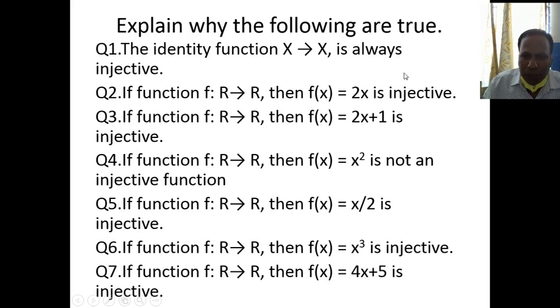Now please try to explain the following. Explain why the following are true. The identity function is always injective. The function f from R to R such that f(x) is equal to 2x is always injective. So some of the functions are given. So please answer why these things are true.